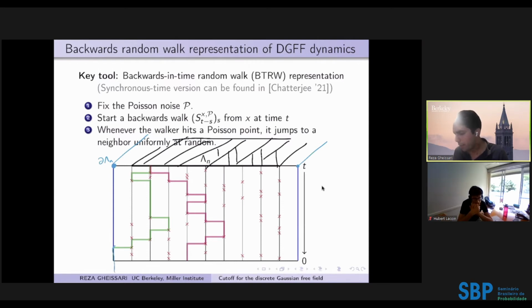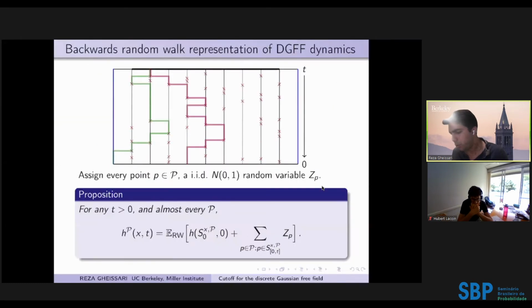Now, the random walk representation of the dynamics is an exact equality between two processes. So first, let's assign every one of these little clock rings an IID standard Gaussian random variable. If this is the point P in this Poisson field, then I give it the random variable Z sub P. The exact equality is conditionally on this P. So this is the dynamics conditional on P.